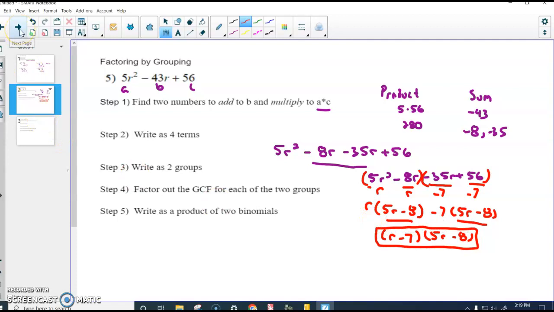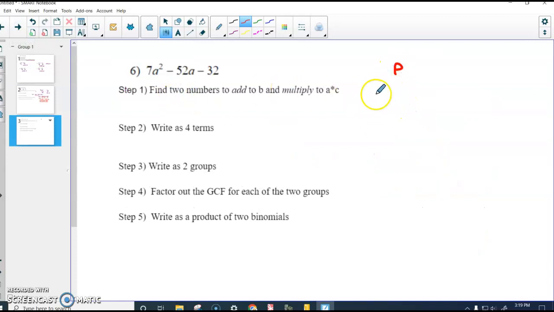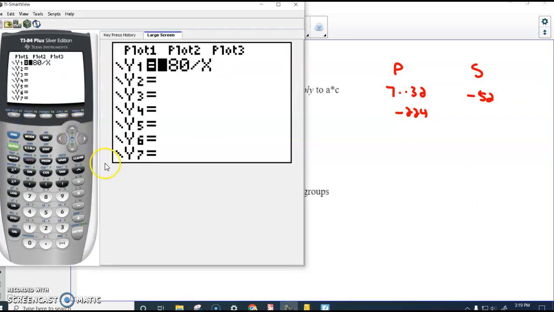So like looking at this example, now my product that I'm working with is 7 and negative 32, which turns out to be negative 224. The sum that I'm looking for is b, which is negative 52. So I'm trying to figure out everything that gets me a product of negative 224, but a sum of negative 52. So we're going to go to y equals, and in this case I'm going to change it to negative 224 divided by x. And then I'm going to just go to second and graph.